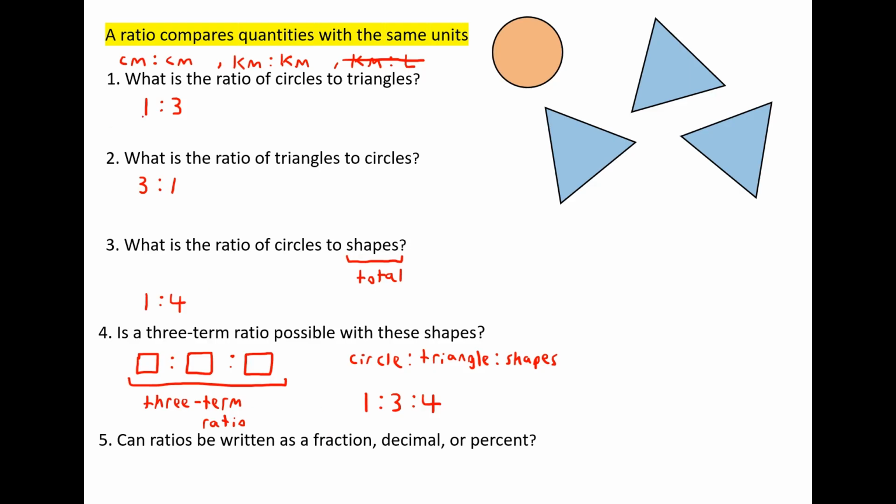So as you can see, that means the ratios we had before, the 1 to 3, the 3 to 1, and the 1 to 4, are considered to be 2-term ratios because I only have pretty much 2 terms. But in 3-term ratios, I have 3 different terms or 3 different entities.